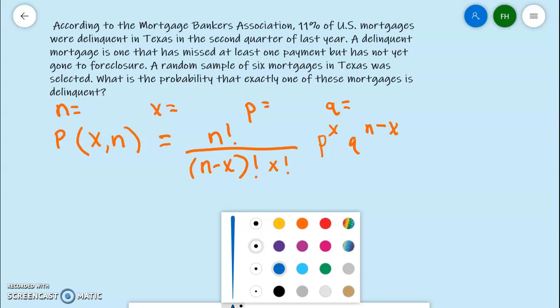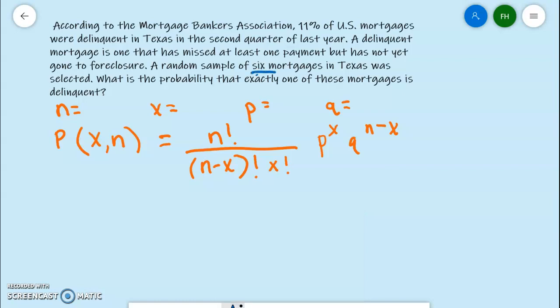N is going to be the sample size, so we know that that is 6. X is the number of successes. Here we want to know the probability that one of the mortgages is delinquent, so the success here is the delinquency. So the probability of the delinquency is 0.11.